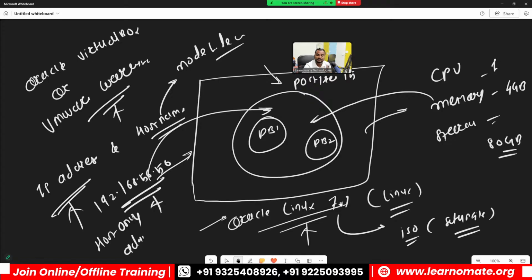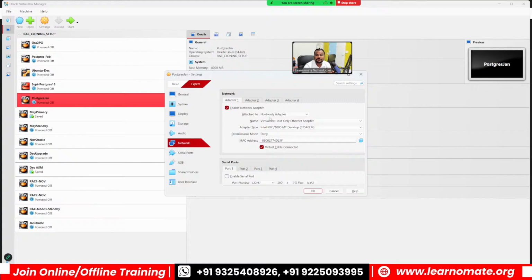Similarly, some people can call me by name, some people will call me by my PAN card or Aadhaar card, right? That's two identities. In a similar way, I'll allocate the host only adapter, which will allocate the IP address to this machine. I'm not allocating it now, I'll allocate it tomorrow. The second one is the bridge adapter. The main purpose of the bridge adapter is to enable the internet on this machine.